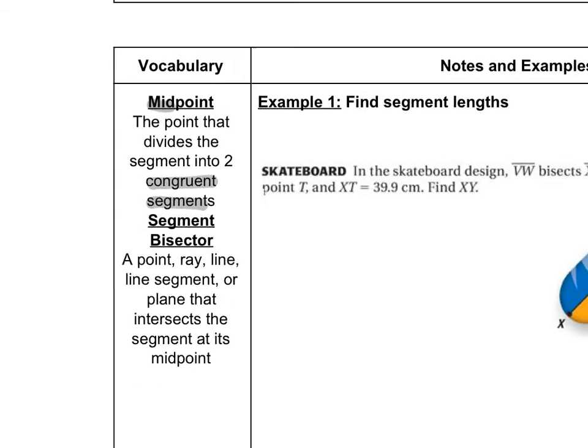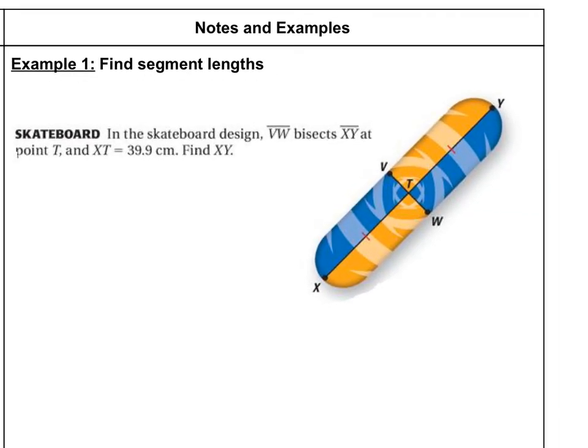So let's take a look at example number 1. So in the skateboard design, VW bisects XY at point T, and XT equals 39.9 centimeters. Whenever you see these little marks right here, what it means is that this segment is congruent to this segment. All right, those little tick marks mean that one side's congruent to the other. Right here tells us that XT, so from here to here, is 39.9 centimeters.